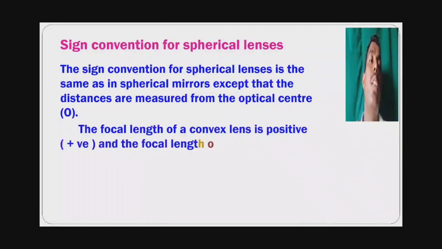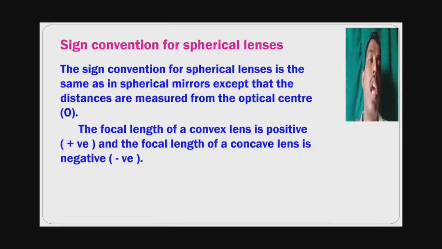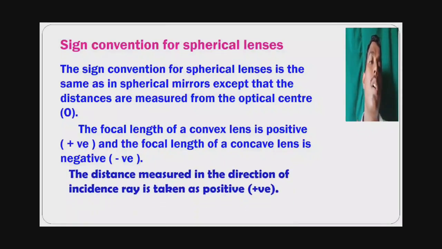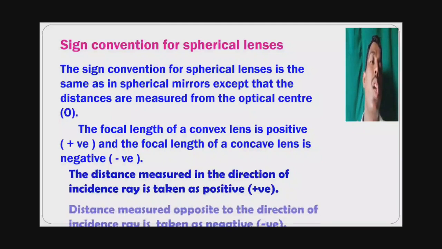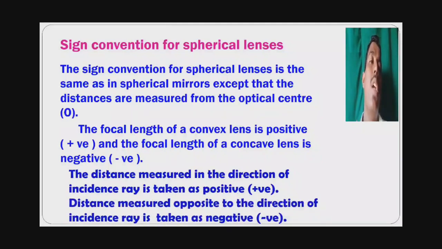The focal length of a convex lens is positive and the focal length of a concave lens is negative. Here, positive indicates it is a converging lens. Negative indicates it is a diverging lens. The distances measured in the direction of the incident ray are taken as positive, and the distances measured opposite to the direction of the incident ray are taken as negative.